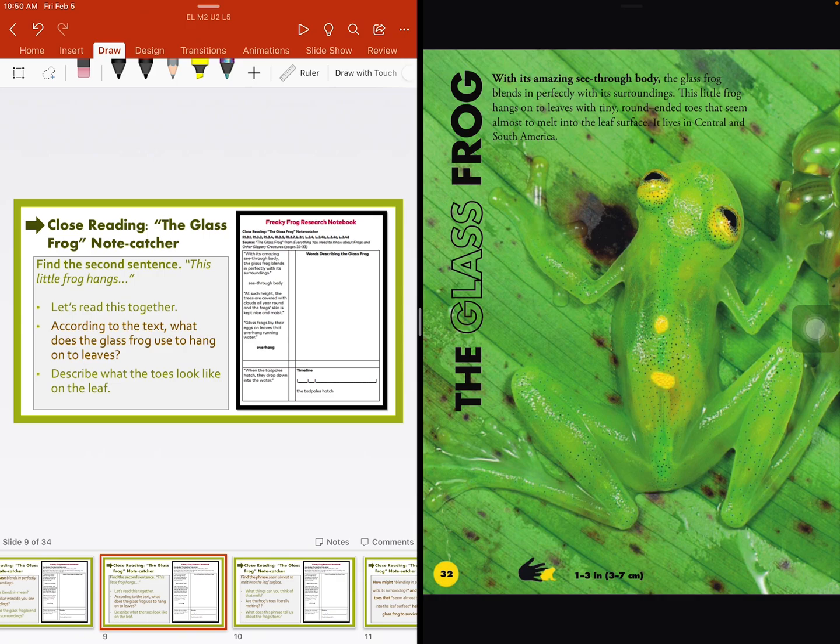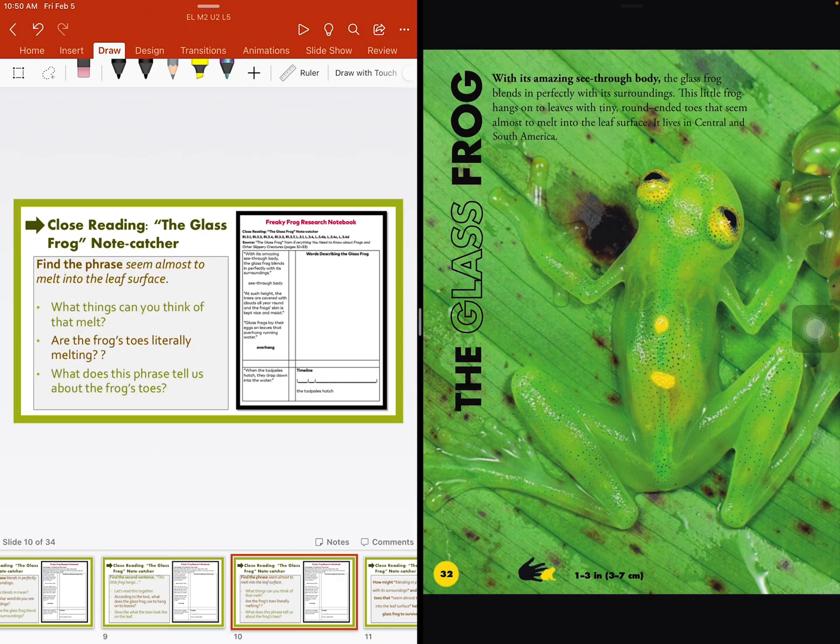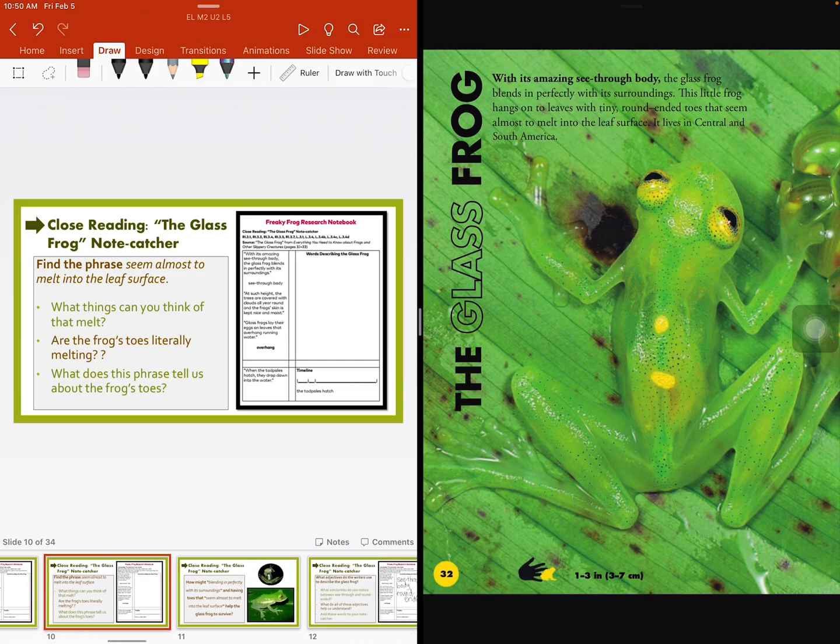All right, so read the second sentence. This little frog hangs on to leaves with tiny rounded-ended toes that seem almost to melt into the leaf surface. Describe what the toes look like. Yes, they're tiny and rounded-ended. Find the phrase, seems almost to melt into the surface. Do you see it in the reading? Almost melt into the leaf surface.